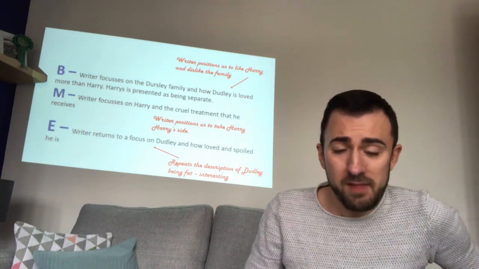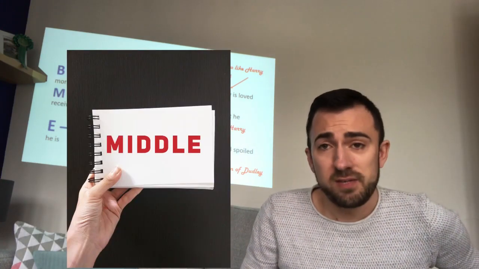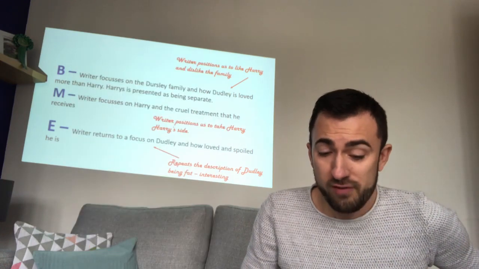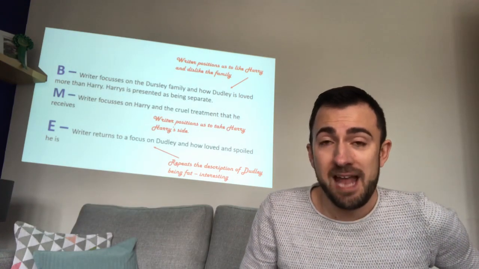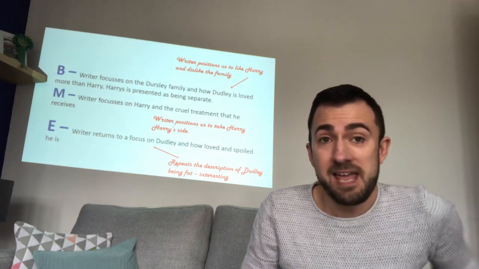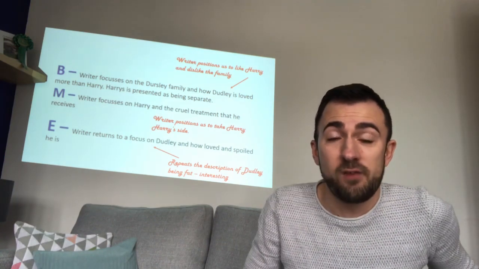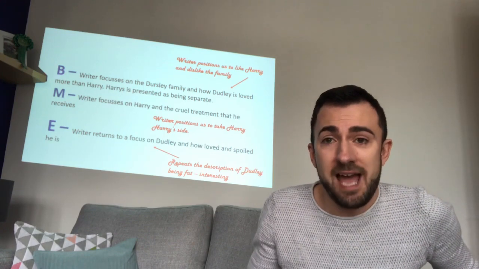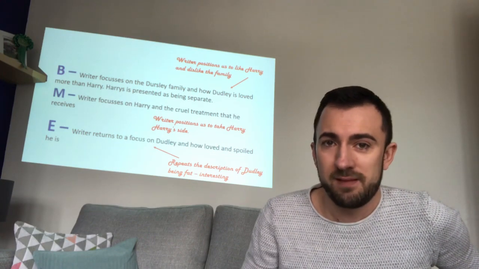At the middle of the extract, the writer focuses on Harry and the cruel treatment that he receives from his aunt when she's getting him out of bed in the morning. And I've put there, perhaps the writer is doing that so that we take Harry's side, so that we become defensive over Harry, so that we become almost protective, almost like a parent of him at this point in the extract.